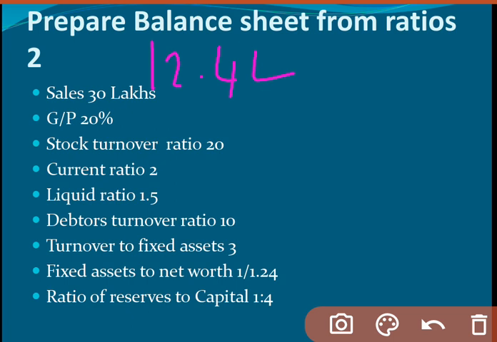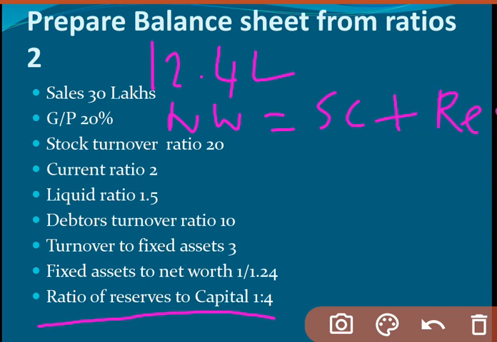Okay, the next item given is the ratio of reserve to capital. What is net worth? Net worth is shareholders' fund, that is share capital plus reserves and surplus. Here nothing is mentioned in this question about surplus, so we find net worth as share capital plus reserve, and the ratio is 1:4, that is reserve to share capital. So reserve is 1 and share capital is 4, so the total is 5. Share capital plus reserve is equal to 4 plus 1, that is 5.